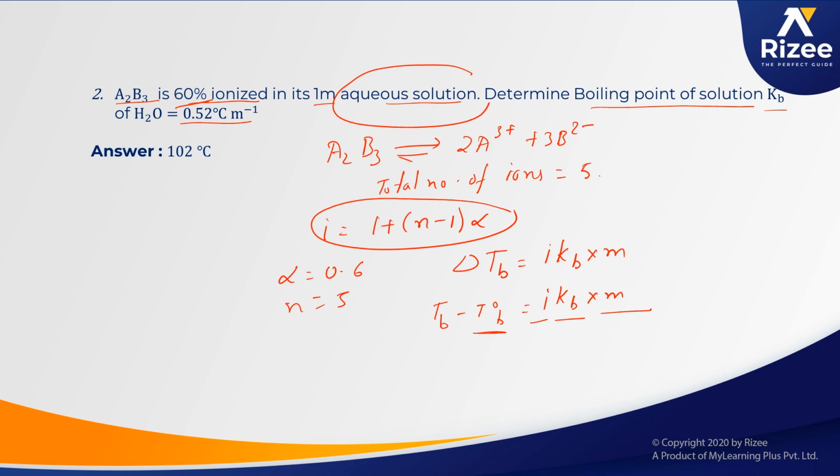So the aqueous solution boiling point is 100 degrees centigrade. By putting all these values, we can find Tb, the boiling point of the solution, which will be equal to 102 degrees centigrade. Okay.